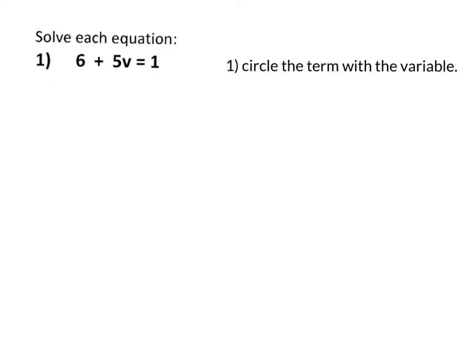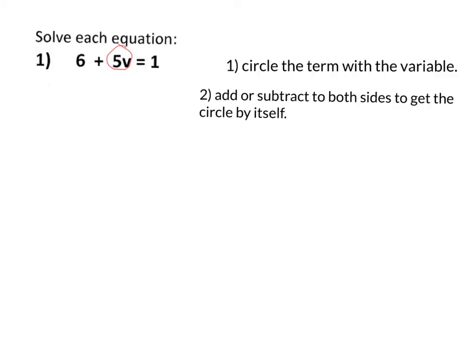Alright, so here is our first example, and we're going to go through the steps. The first step is to circle the term with the variable. So the term with the variable is 5v. That's the first step. Step number 2 is add or subtract to both sides to get the circle by itself.